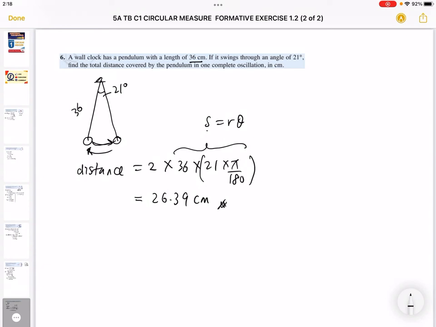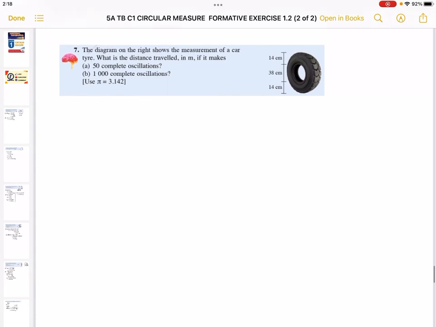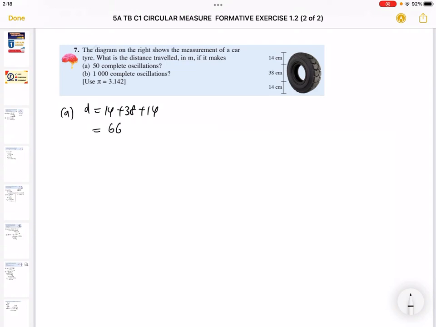Okay, lastly, question number 7. The diagram on the right shows measurement of a car tire. What is the distance traveled if it makes 50 complete oscillations? Now, it's not a difficult question. Actually, we can look at the diameter of the tire. The diameter is 14 plus 36 plus 14, which gives us 66, right? Now, if you want to find radius, it will be 66 divided by 2, which is 33 cm.